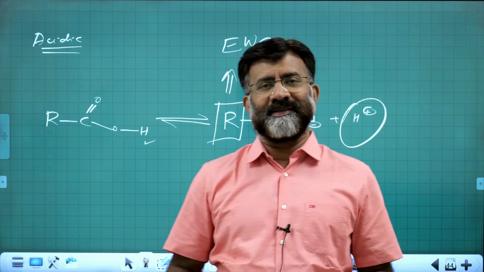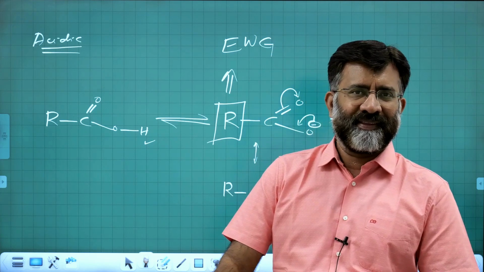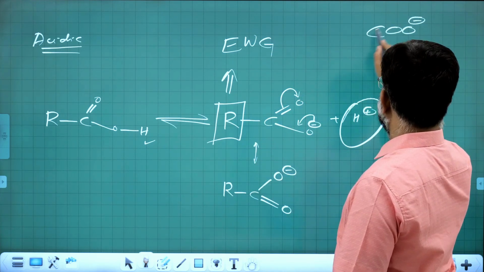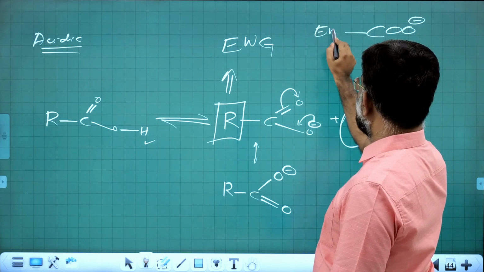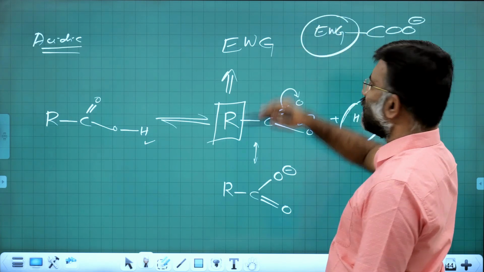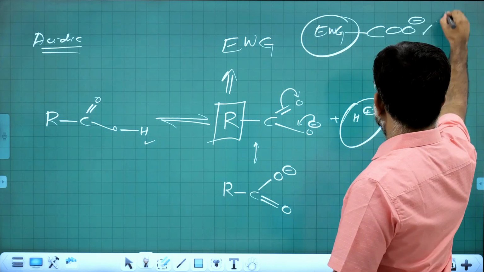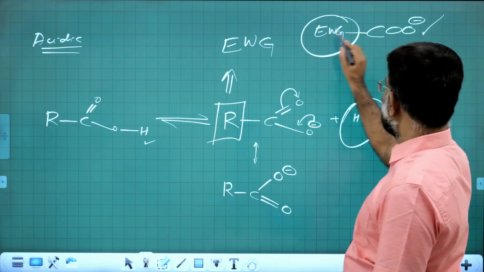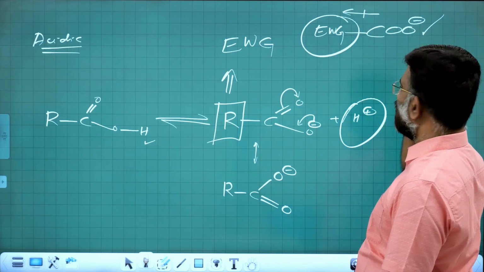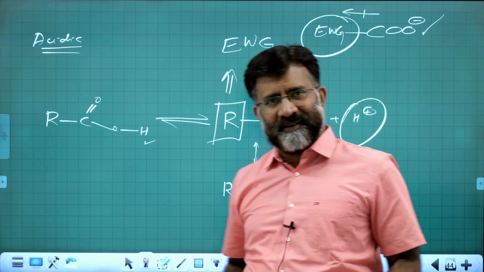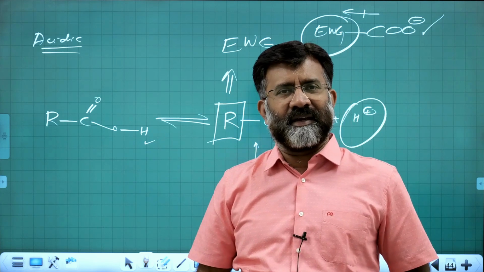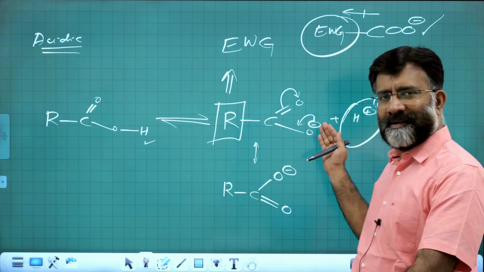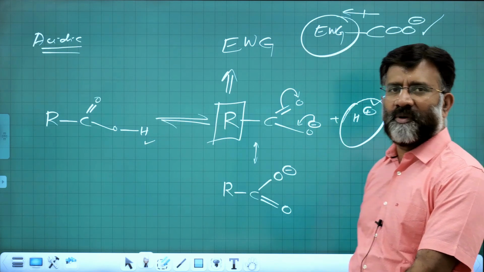If the R group is electron withdrawing in nature, it greatly stabilizes the carboxylate ion. So if you have a carboxylate ion COO minus connected to an electron withdrawing group, this will greatly stabilize this system because the O minus charge will decrease. Because it is electron withdrawing in nature, O minus will decrease, stability will increase. When the stability of carboxylate ion increases, the more the reaction shifts to the right hand side, you get more H plus, it is more acidic in nature.